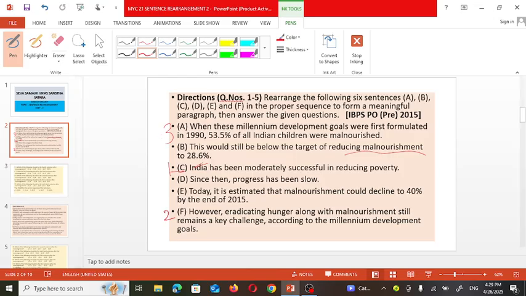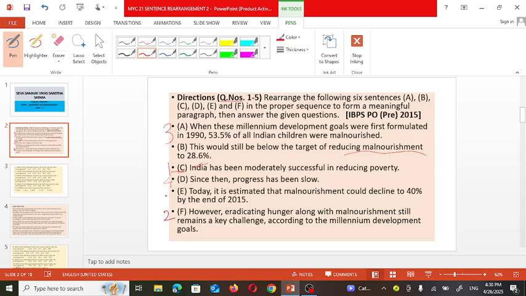About these changes or this struggle, here is option D: since then, progress has been slow. So from 1990 onwards, the progress has been slow. So statement D can be the fourth statement. After that, the statements B and E remain.